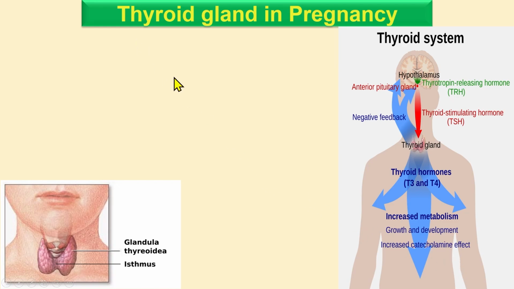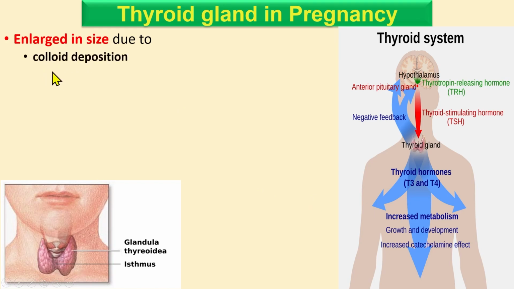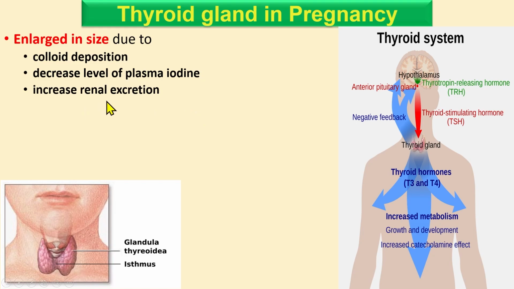So what is happening in pregnancy? There is enlargement of size. This is due to increased colloidal deposition, and there is a decreased level of plasma iodine in pregnancy. This is due to increased renal excretion. That's why there is enlargement in the size of the thyroid.